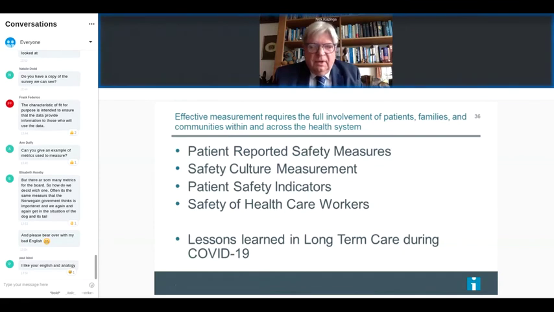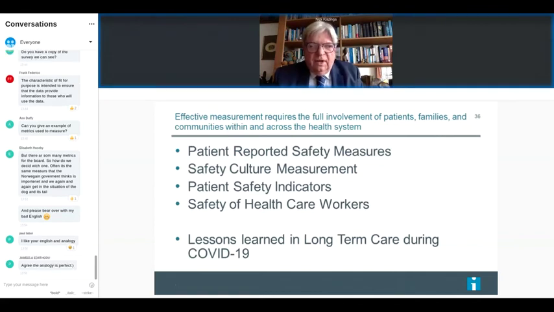Another principle: effective measurement requires the full involvement of patients, families, and communities within and across the health system. This is reflected in how the OECD tries to broaden the safety measurements to different areas. So I told you we publish data on patient safety indicators, mainly modeled after the AHRQ indicators in Health at a Glance, trying to compare the administrative databases, and there's a lot of technical work going in comparing the coding systems and how to get the data out of the administrative data systems.